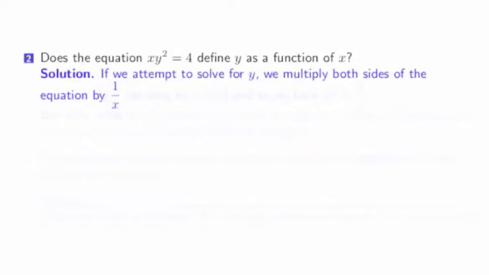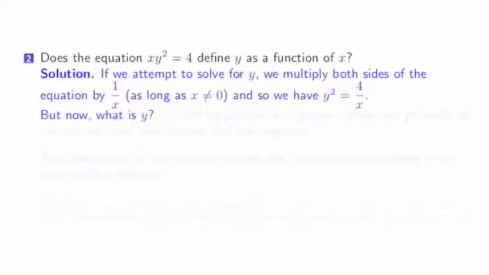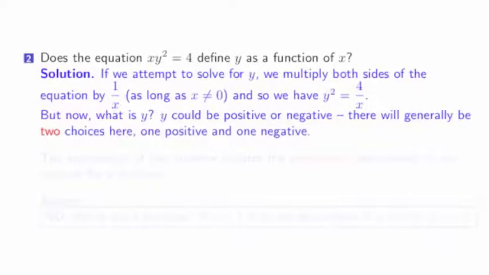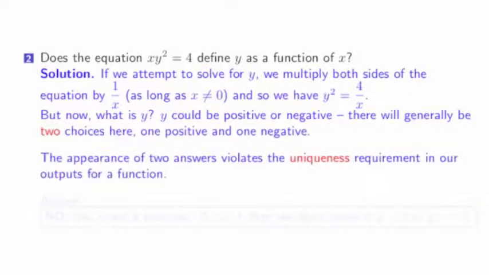Here's another problem. Does the equation x y squared equals 4 define y as a function of x? If we attempt to solve for y, we can, as we did before, multiply both sides by something, in this case 1 over x, as long as x is not 0. And so y squared is 4 over x, but I still have to find y. Y could be positive or negative. There will generally be two choices here. Y could be positive or y could be negative, and we're given no guidance on which to choose. The appearance of two answers in this problem violates the uniqueness requirement in our outputs for a function.